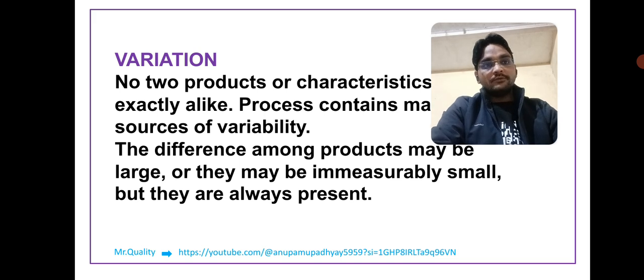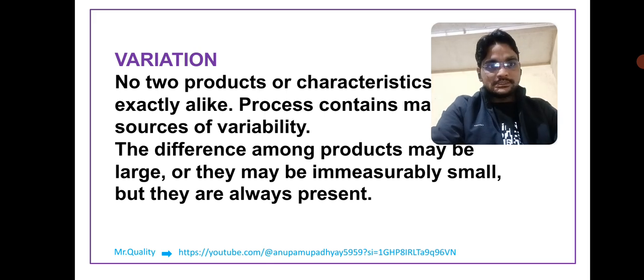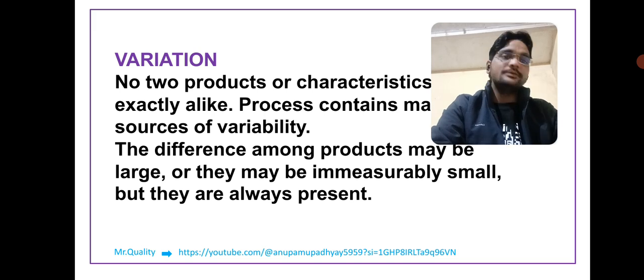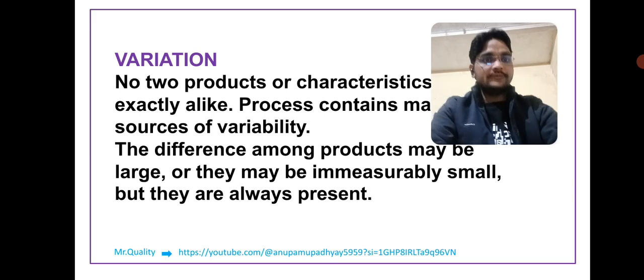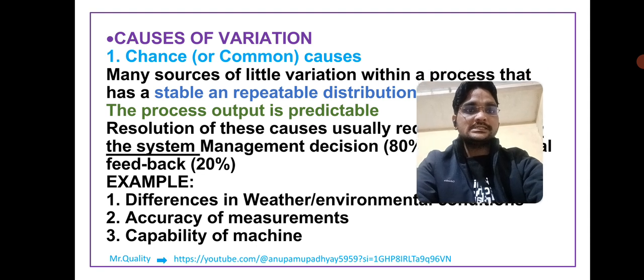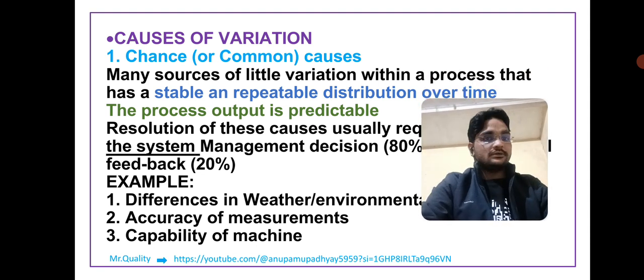What are the causes of this variation? These causes can be common causes, also known as chance causes, and the second one is assignable causes or special causes. We are going to discuss one by one what the common causes and the assignable causes are. First, the cause of variation is the common cause or chance cause.